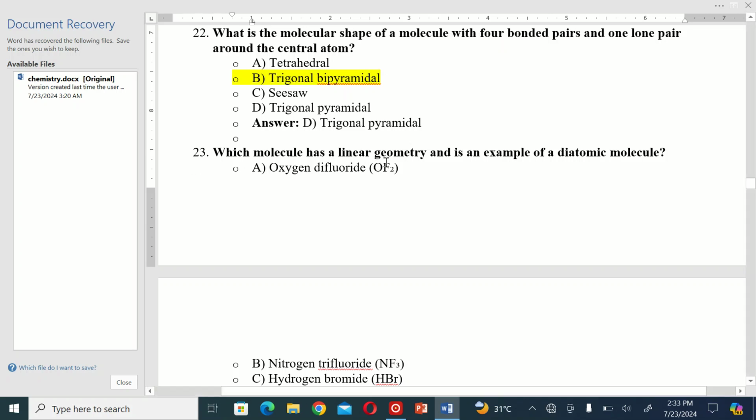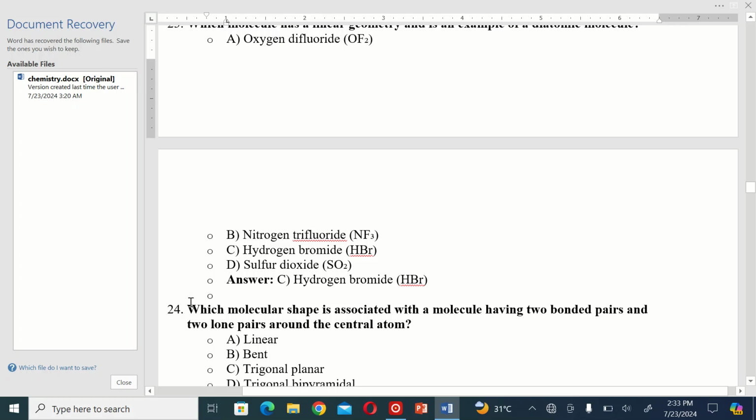Which molecule has a linear geometry and is an example of a diatomic molecule? A. Oxygen difluoride. B. Nitrogen trifluoride. C. Hydrogen bromide. And D. Sulfur dioxide. So the correct option is C. Hydrogen bromide.